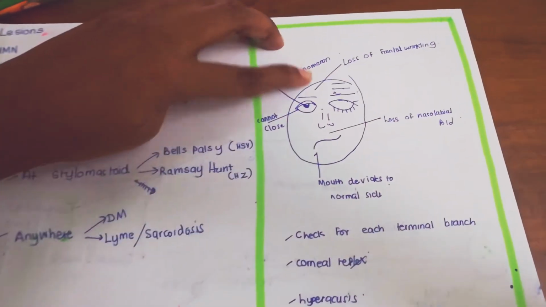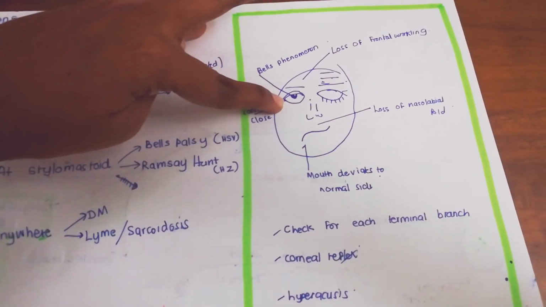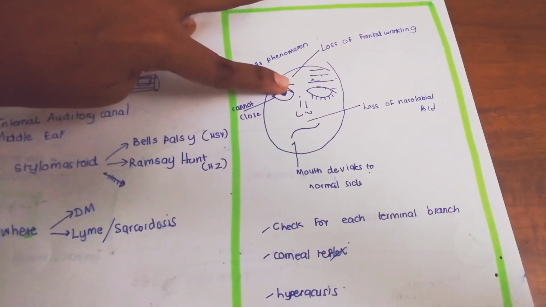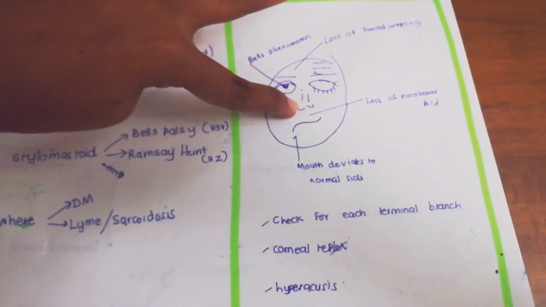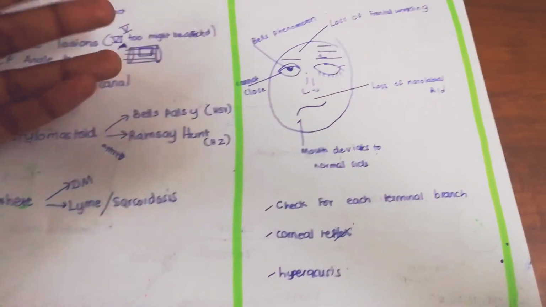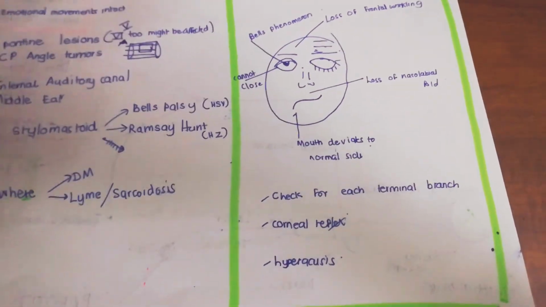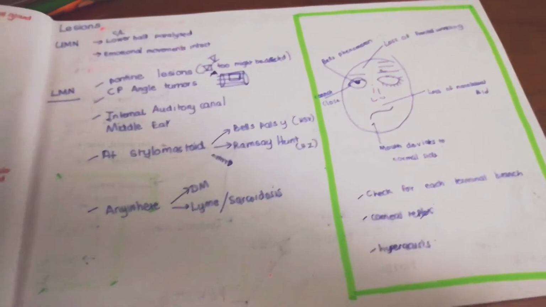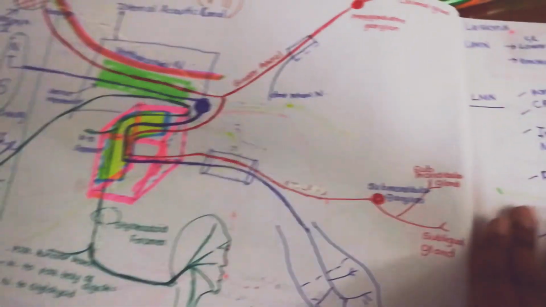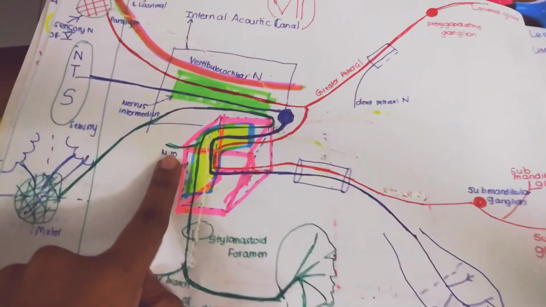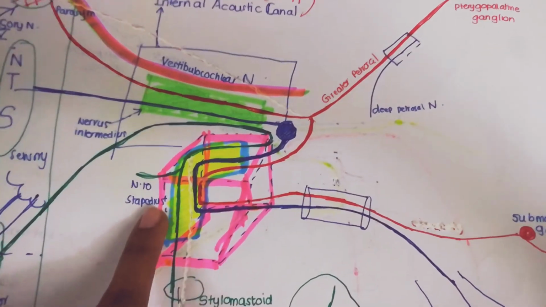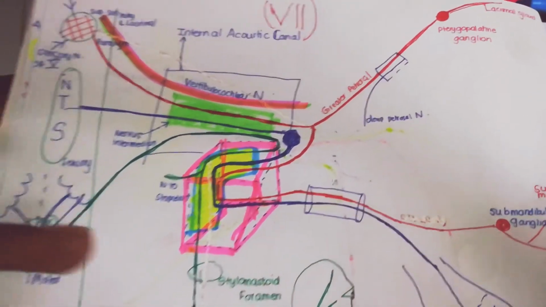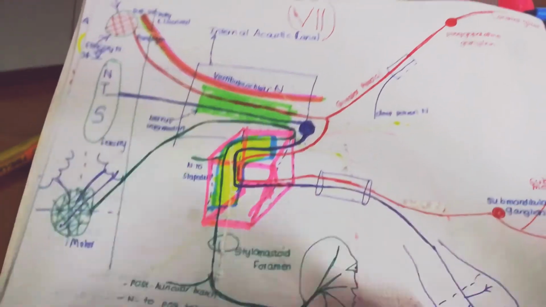Loss of the frontal wrinkling, you cannot close your eye, you have the Bell's phenomenon where your eyeball goes up, the pupil goes up. Then you have the loss of the nasolabial fold, the mouth deviates to the normal side. You can do the corneal reflex to see. You will have hyperacusis. Why do you have hyperacusis? Because of the nerve to stapedius. The nerve to stapedius will stabilize your stapes bone. When your stapes bone is stabilized, it will reduce excessive vibrations of the tympanic membrane.